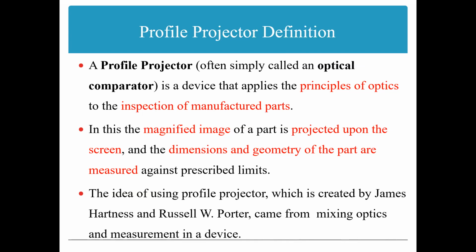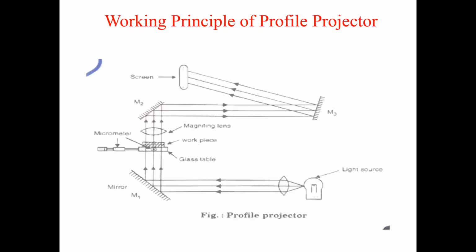Working principle of profile projector. As discussed earlier, it consists of a number of mirrors, lenses, and a light source. If you observe, this is the light source, the condenser lens, and the beam of light is coming here. This is M1, and this is the table on which the work part to be inspected is placed, and the table is attached with a micrometer for the different movements. Two micrometers are there, and this is a magnifying lens, and then mirror 2, mirror 3, and finally it reaches the screen.